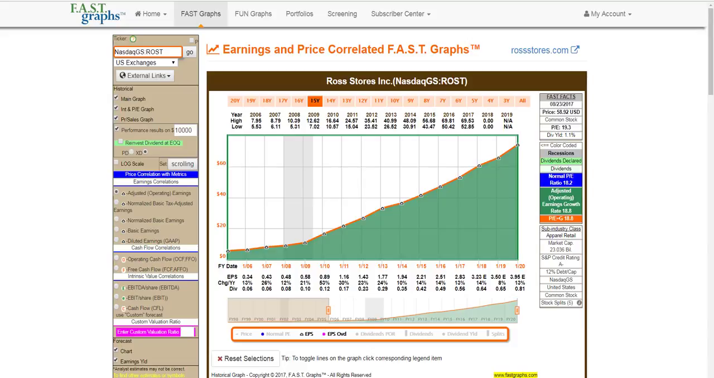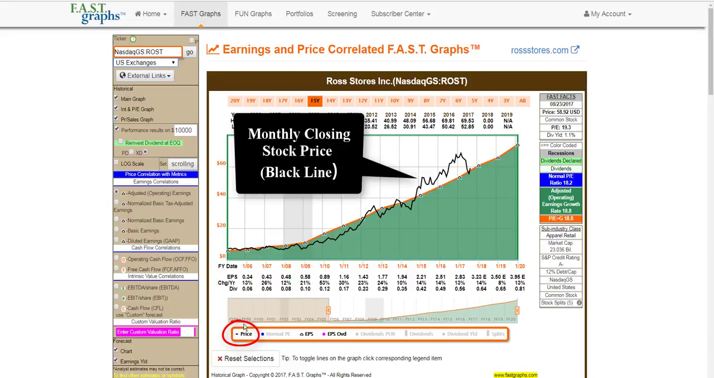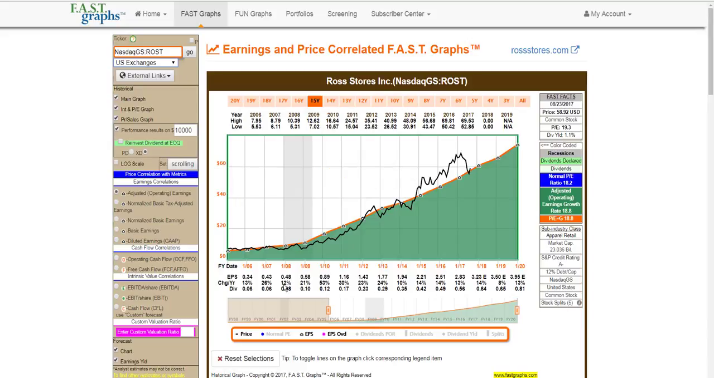and effort. Thanks to FastGraphs, the subscriber can watch the fundamentals, primarily earnings and/or cash flows per share of any stock they own or are interested in owning, come to life because FastGraphs focuses on fundamentals first. Here we are showing Ross Stores with a 15-year adjusted operating earnings only plotted, and next we add monthly closing stock prices, which is the black line on the graph. With the two lines correlated, the user can make smarter and better informed decisions regarding when to buy, when to sell, or when to hold a given company.